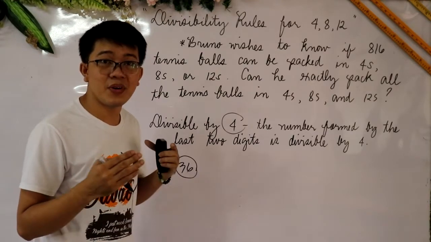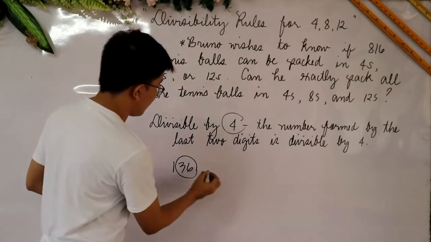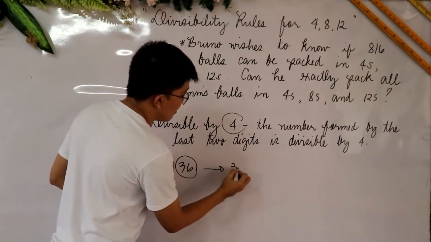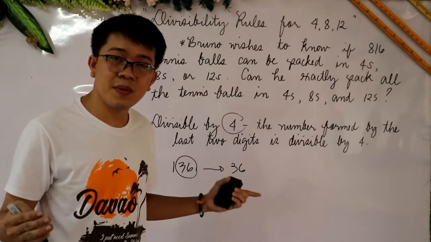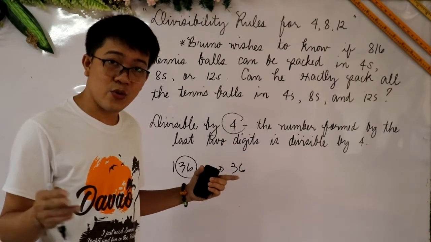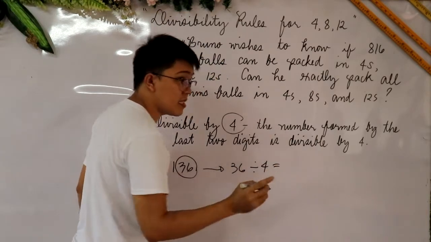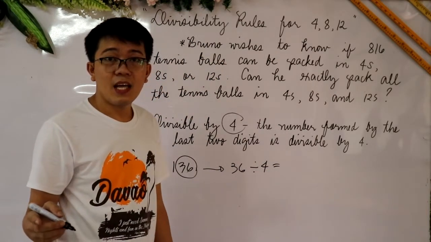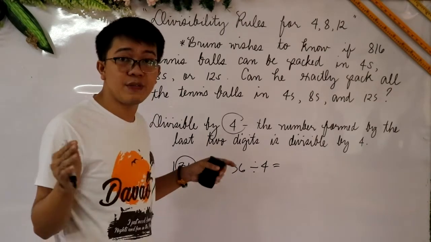So what number is formed by the last two digits? It's 36. Let's try to check this 36. Is it divisible by 4? Let's try to divide. 36 divided by 4 is... Now, if you are well versed of multiplication table, then it's easier for you to divide because you just have to skip count at times.